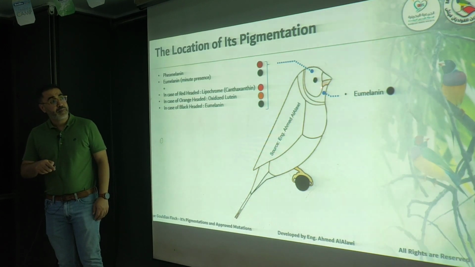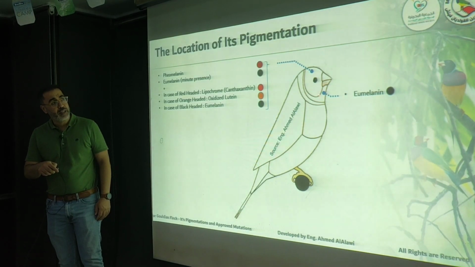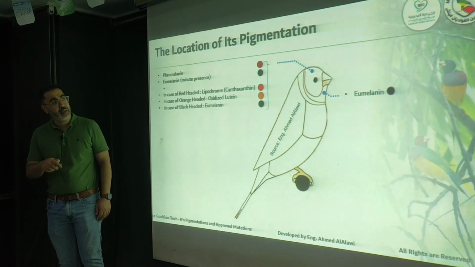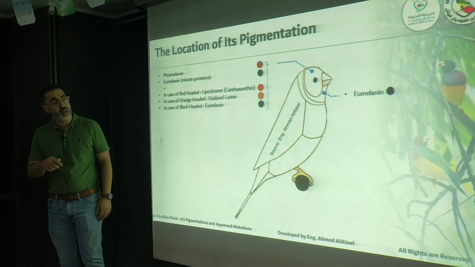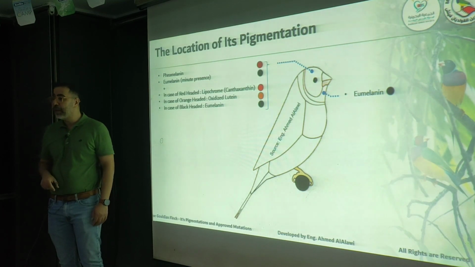Next, you have the throat band, which goes all the way to govern the mask. It's wider at the bottom and then becomes almost 1 to 2 millimeters at the top near the crown. This is pure eumelanin, black.